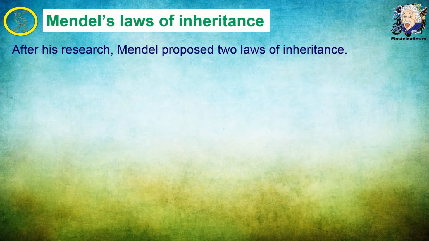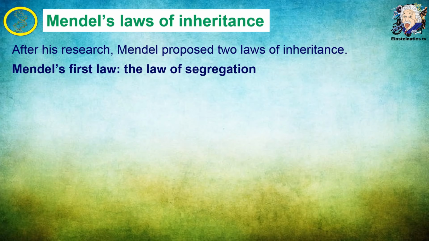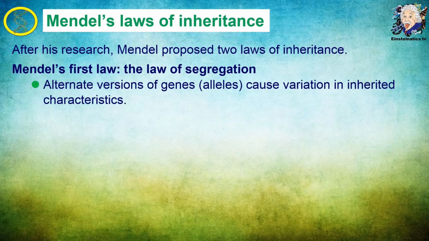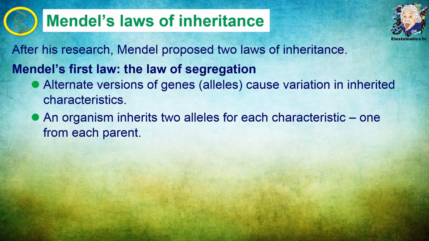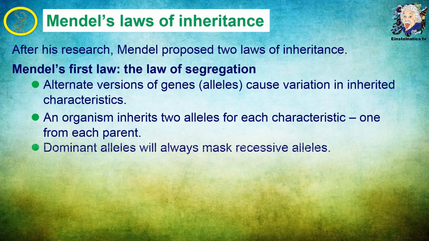After sa kanyang research, Mendel proposed two laws of inheritance. The first law is known as the law of segregation o yung pagkakaiba-iba. This states that alternate versions of genes or alleles causes variation in inherited characteristics. And the reason is that yung organism inherits these two alleles for each characteristic, one from each parent. That's why the offspring is unique from each parent because it inherited the characteristic from both parents. 23 chromosomes from the mother and 23 chromosomes from the father.